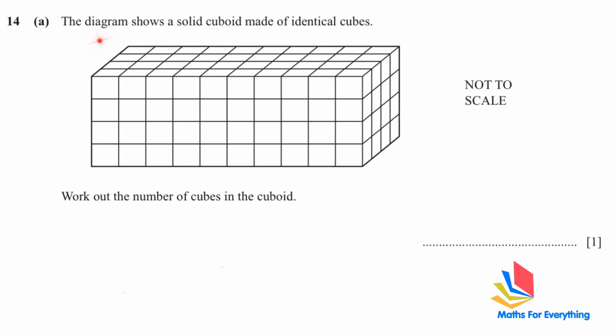Question number 14a. The diagram shows a solid cuboid made of identical cubes. Work out the number of cubes in this cuboid. So let's see, this is one cube, then 2, 3, and 4. So how many cubes do we have like that? 2, 3, 4, 5, 6, 7, 8, 9, 10. 10 multiplied by 4, 40. The same for the second line, 40. Third line, 40. And the last line, also 40. So total 160 cubes.